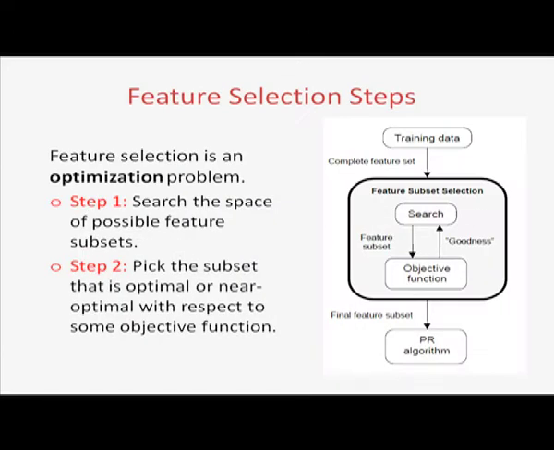So let us look at, as I said, feature selection is an optimization problem. You have a search algorithm, you have an objective function, and you are trying to optimize the objective function. The search algorithm will select a feature subset and score it on the objective function and find the goodness of the feature subset. Based on this, it will decide which part of the search space to explore next. After this module is completed, you get a final feature subset, and this final feature subset is used by your machine learning or pattern recognition algorithm. So you want to pick the subset that is optimal or near optimal with respect to the objective function.